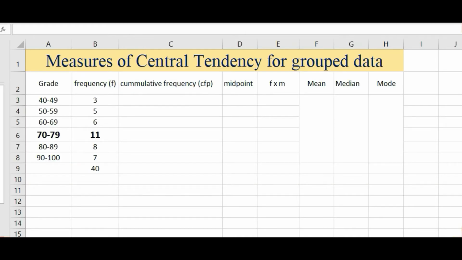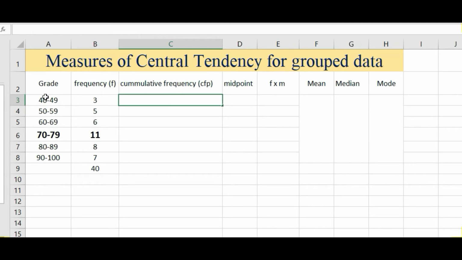So how did Cody do his assignment? As you can see here, I'm using the 2016 Excel to make it easier for you. So this is how you will solve for the mean, median, mode in a group data.